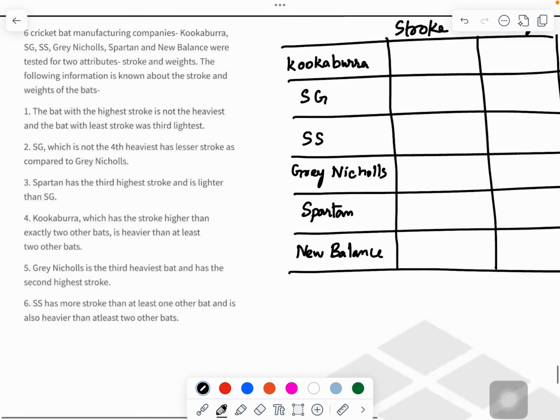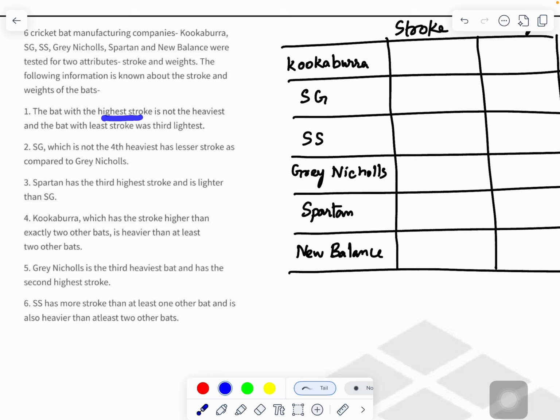What do we have here? The question says there are 6 bat manufacturing companies, Kookaburra, ASG, SS, etc., and they have 2 attributes: stroke and weights. They have tested for 2 attributes. The following information is known about the stroke and weights of the bats.